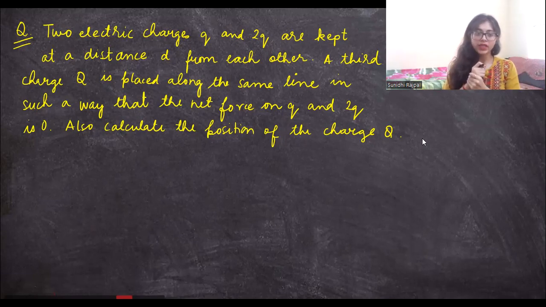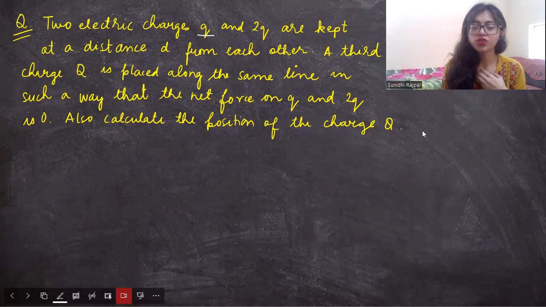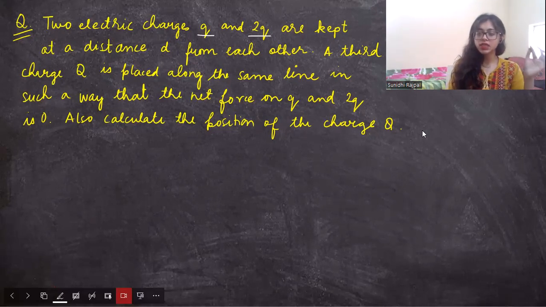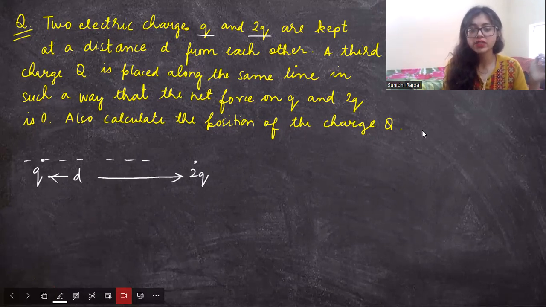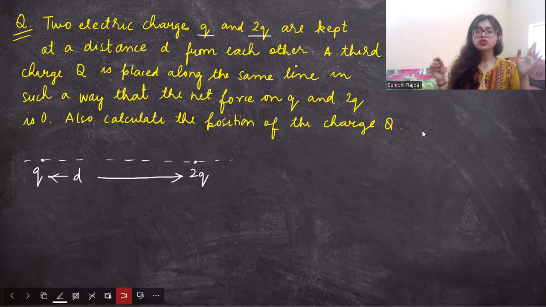So the question number one that I'll be doing today is, let's read the question together. So we have two electric charges, of charge Q and 2Q, and they are kept at a distance D from each other. So from this line, I know that I have a charge Q, I have a charge 2Q, and they are kept D distance away from each other. So this is the line joining the two charges, and Q and 2Q are D distance apart. A third charge Q is placed along the same line. So I have placed a third Q charge along the same line in such a way.